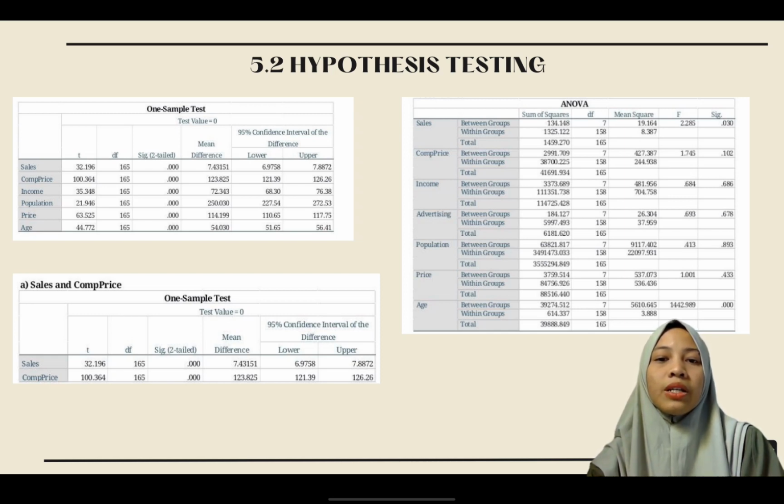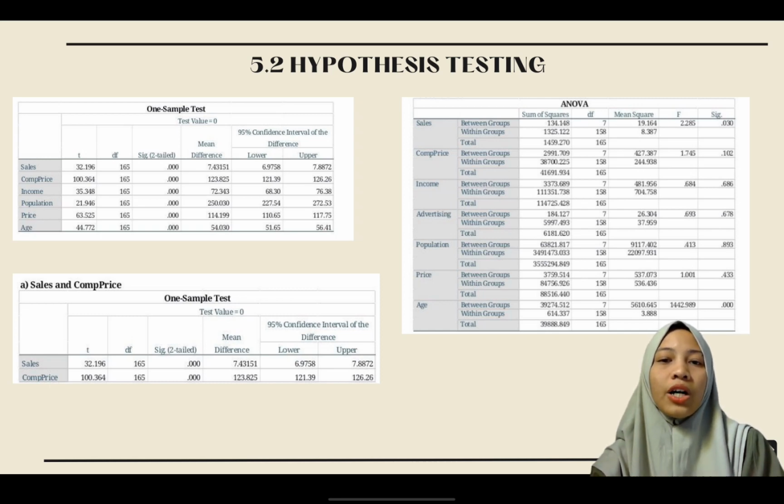The next step is to make decision rules. This is the declaration of the situation under which the null hypothesis is rejected or not rejected. The last step is to make a decision and form a conclusion. Here, we need to decide whether to reject the null hypothesis or fail to reject the null hypothesis.